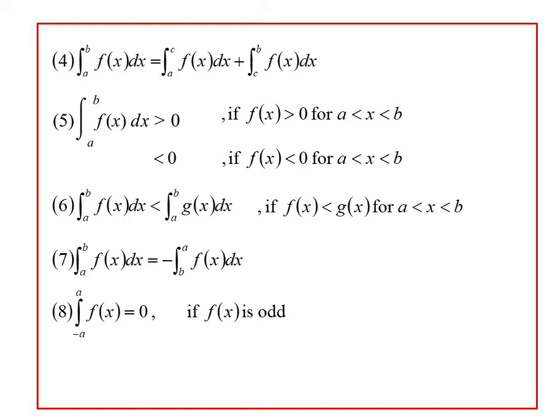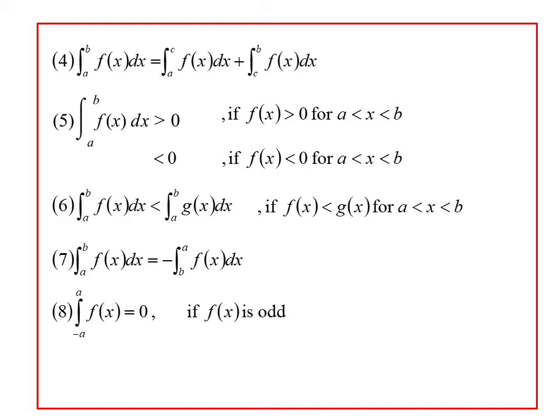Symmetry. If you have an odd function and you're playing with symmetry, so you're going from -a to a, then that integral must be equal to 0. Because remember, what we just said was, if it's underneath the axis, we'll get a negative number. If it's above the axis, we get a positive number.